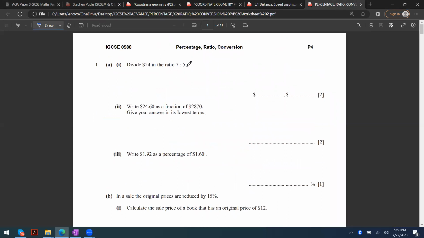Divide 24 in the ratio 7 to 5. This is also a P4 question. So 7, the individual ratio, divided by the total ratio: 7 plus 5 is 12, times 24. 12 twos are 24, 2 sevens are 14. So one is 14. The other is just 24 minus 14, which is 10.